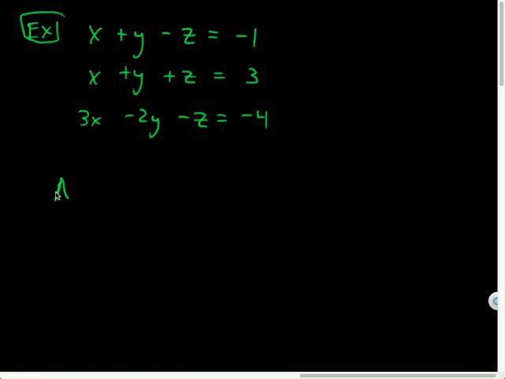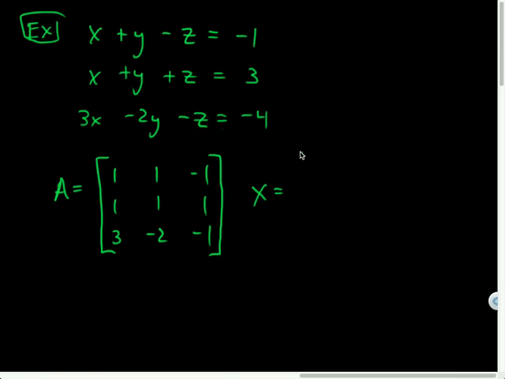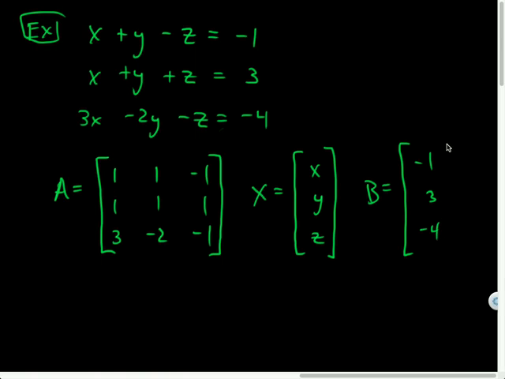First of all, tell me what matrix A would be. Actually, what size would matrix A be in this case? 3 by 3, because there are 9 coefficients altogether. So it looks like 1, 1, -1 would be my first row's coefficients. 1, 1, 1, friendly numbers so far. 3, -2, -1. What would matrix X be for us? 3 by 1: little x, little y, little z. And matrix B: negative 1, 3, negative 4.